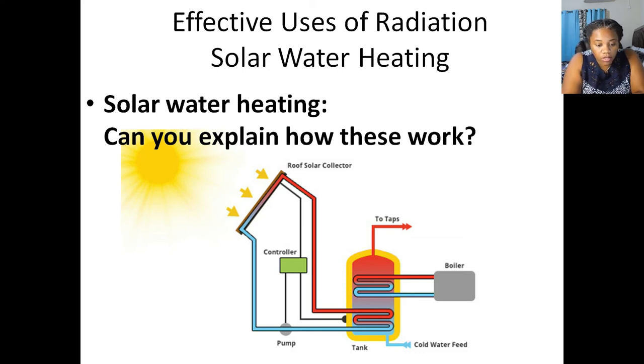So the water that is in the tank will heat up. The cold water is at the bottom. Basically there's a tank of water, and the water being pumped in through the pipe right there is used to heat up the water inside of the storage tank. Once the water is heated up enough, it will travel or be pumped out to the taps.